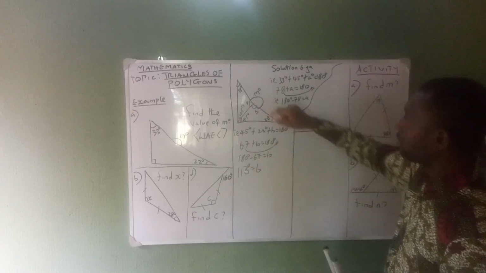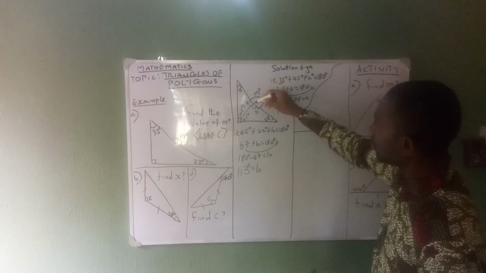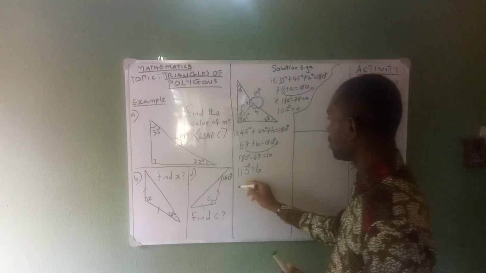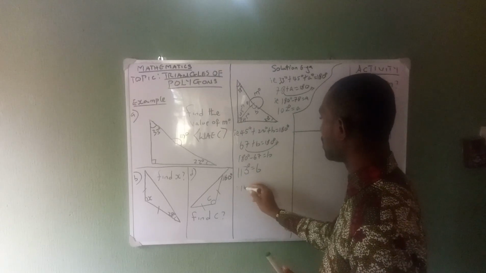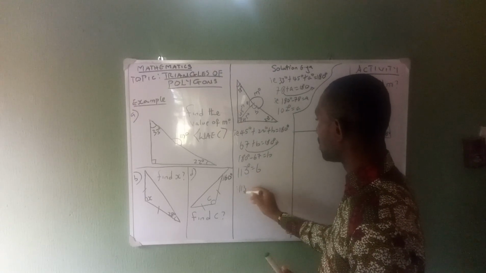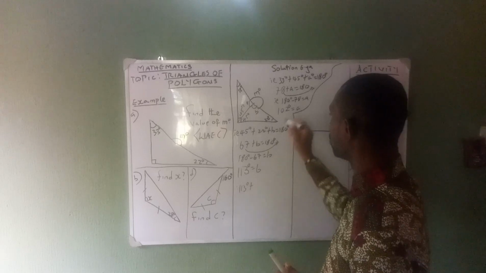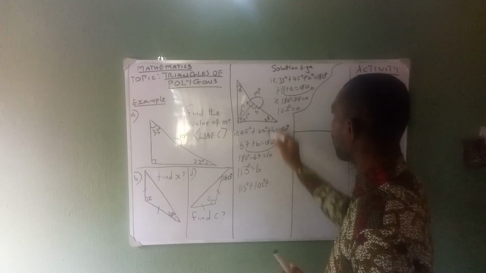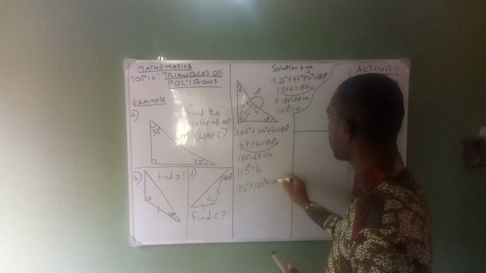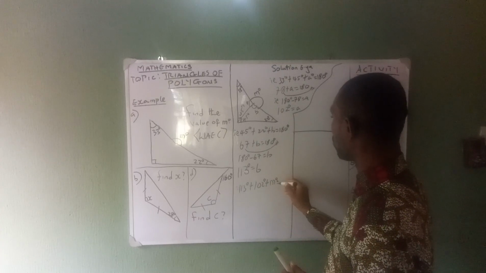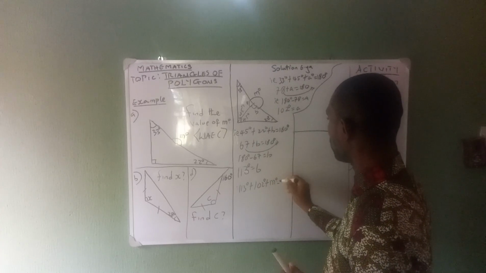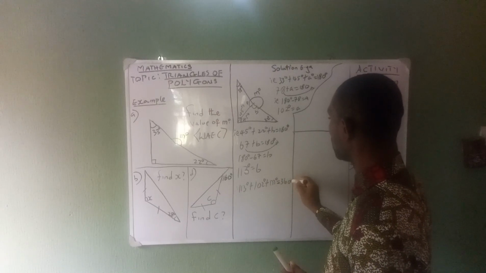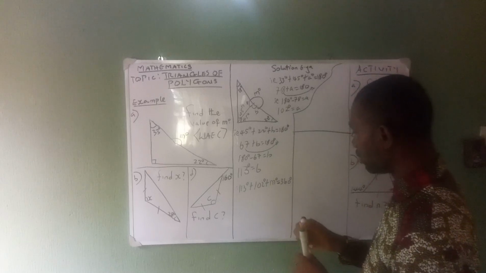Now remember that the sum of angles at a point is equal to what? 360 degrees. So we'll say therefore this 113 degrees plus this 102 degrees plus our m degrees, because m is what we are looking for, will now be equal to 360 degrees. So what do we now do?